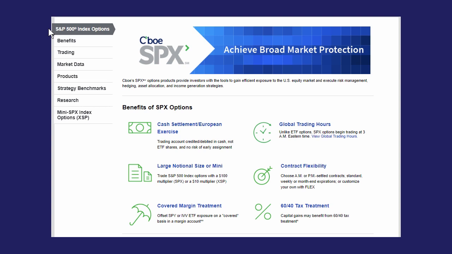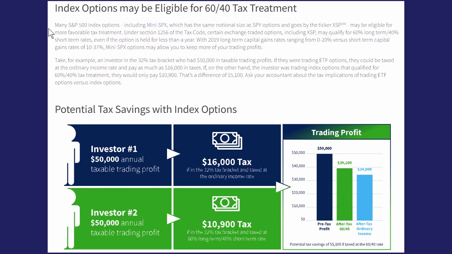Now, this one I'll tread a little bit lightly into because, as always, consult your tax advisor for this. But one of the reasons that I like trading SPX options is that 60-40 tax treatment. For those of you with a regular trading account, not trading in an IRA or a Roth or something like that, there are benefits of trading index options. They are treated like a futures contract. A futures contract is taxed a little bit different.